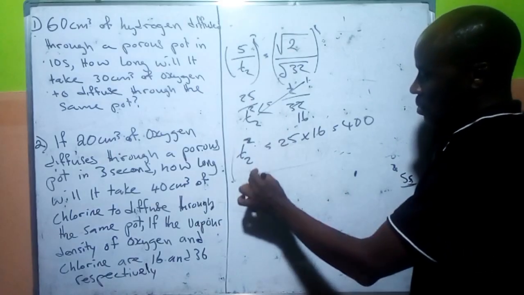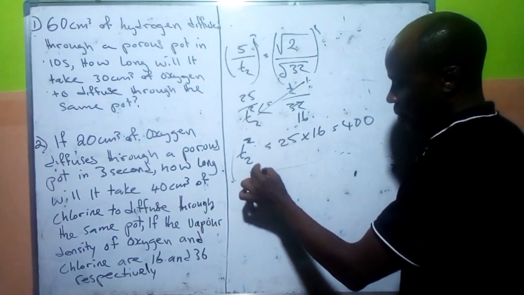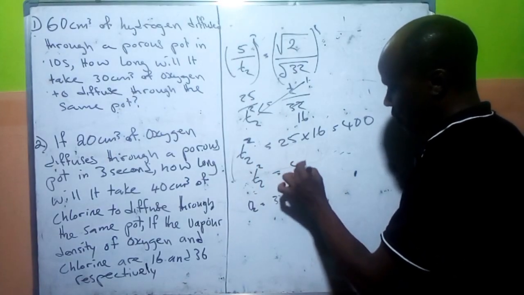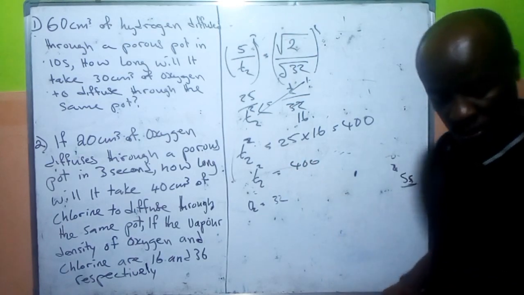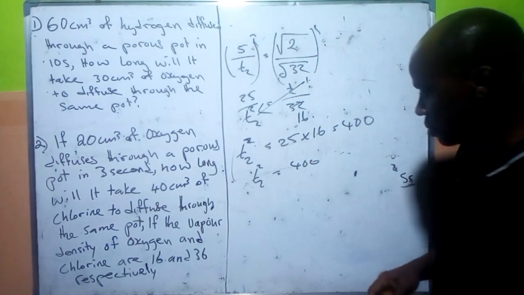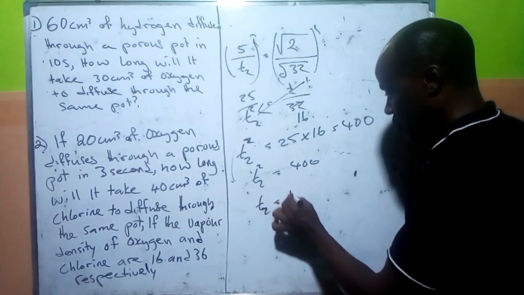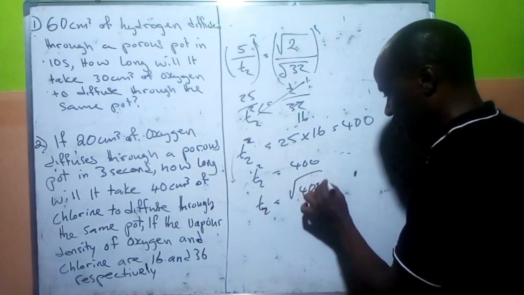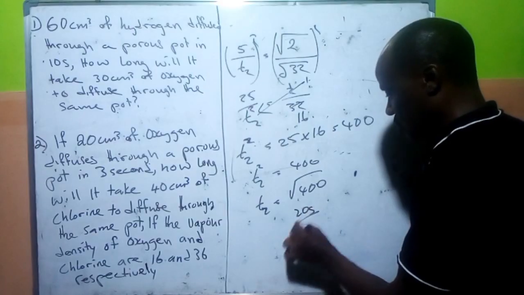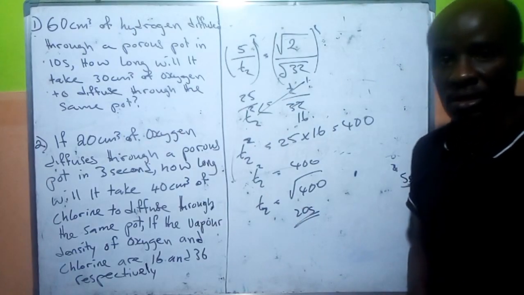So to get the timing now, since we have 400, to get the square root, it will be equal to the square root of 400. That will give us 20 seconds. That is what it will take us to get this thing done.